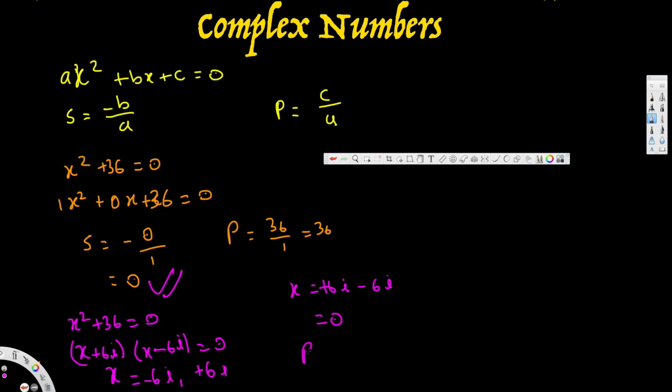Now the product, we just multiply them. So 6i times negative 6i is negative 36i squared. i squared is negative 1, so negative 36 times negative 1, we get positive 36, and we verified the product is right. You can try many different things and you will get exactly the same thing as we saw in the equation. Now let's try some other problem.